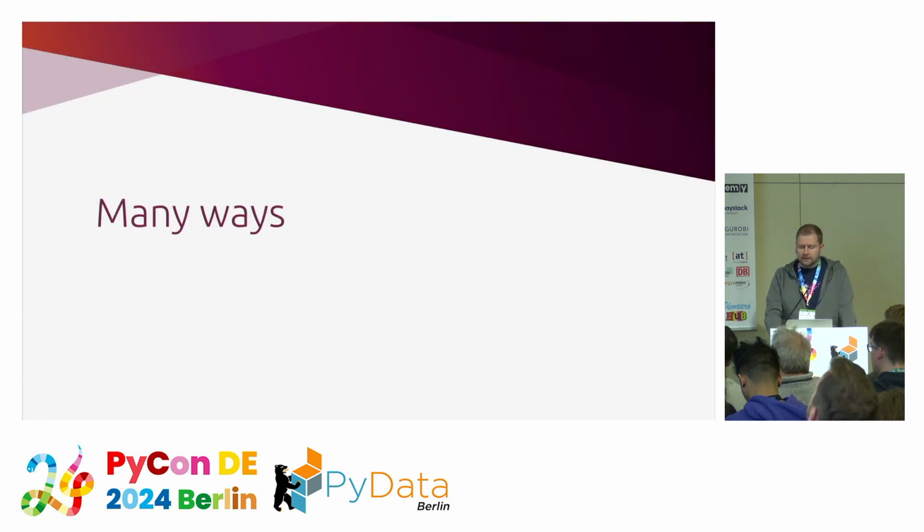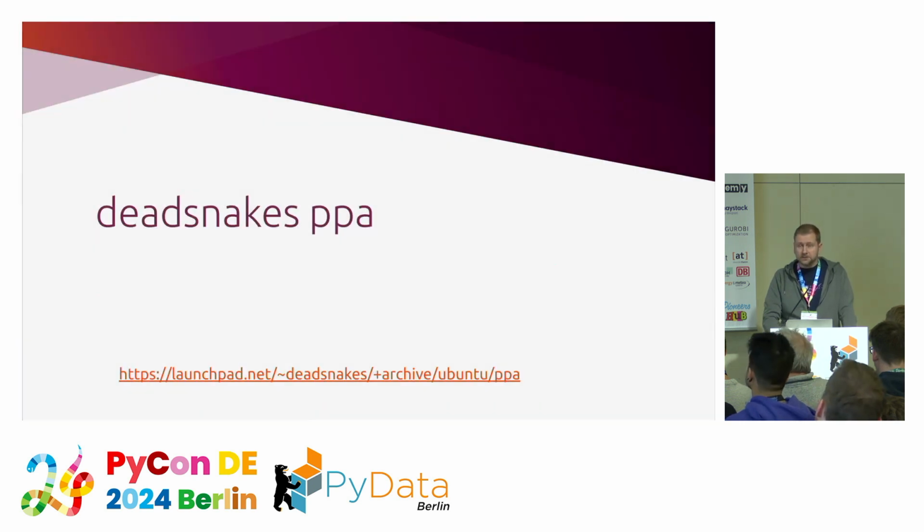With all that said, we have now learned that we definitely do not want to upgrade an existing Python version on Ubuntu. But how do we install a new one? And actually, there are many ways to do this. First, I want to introduce you to the deadsnakes PPA. A PPA is a personal package archive. It is basically a custom repository, like your own PyPI, but for deb packages on Ubuntu.